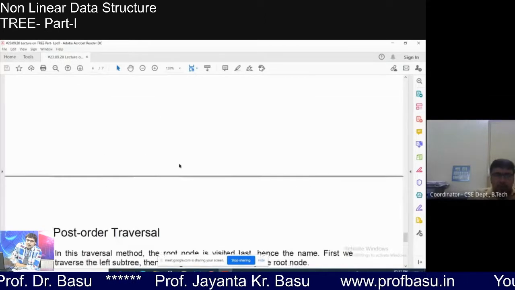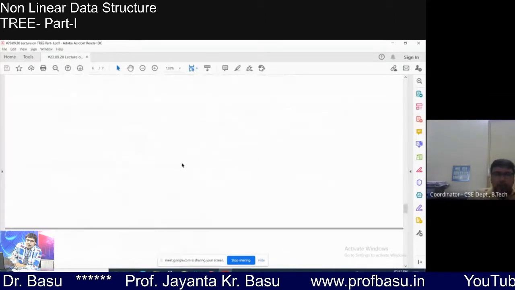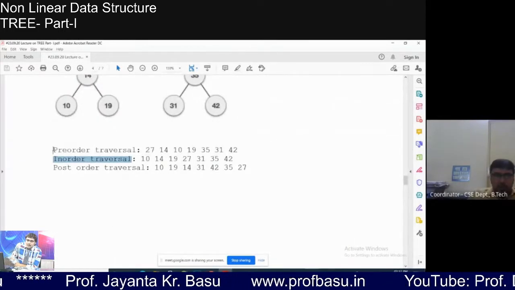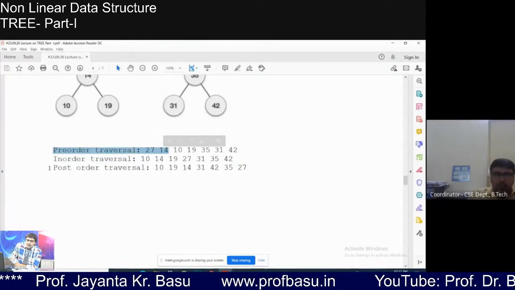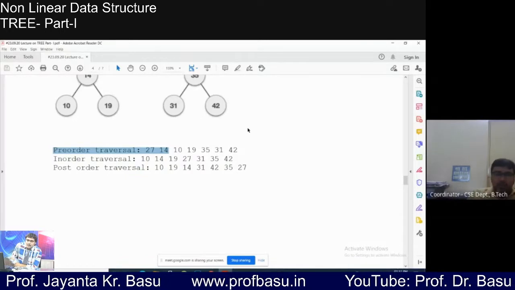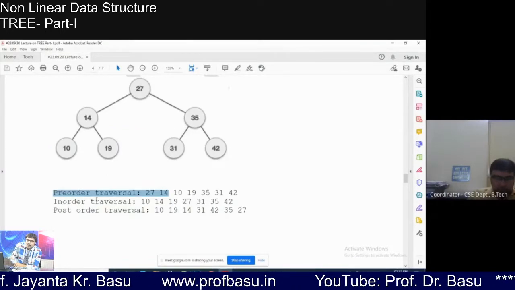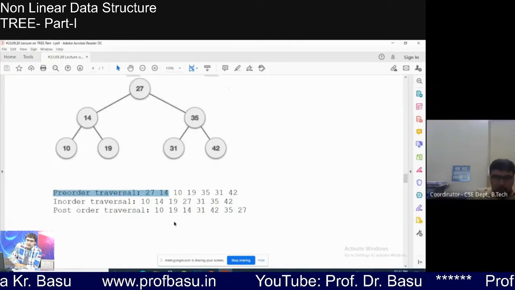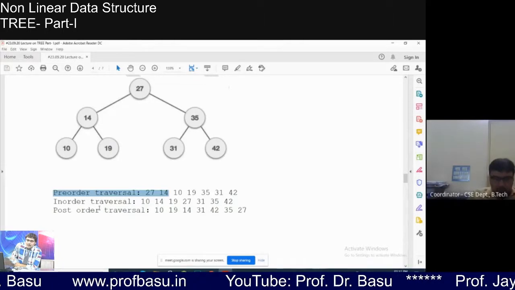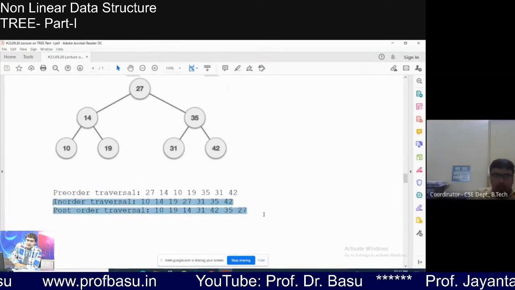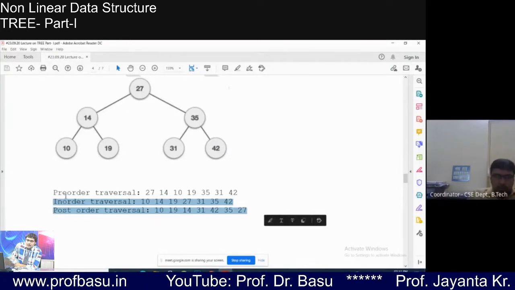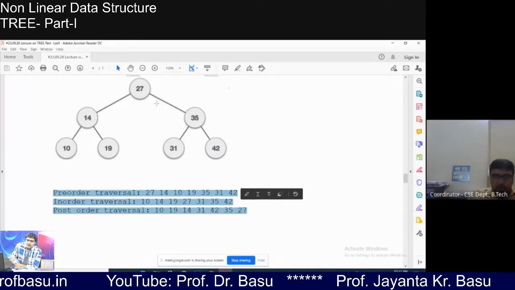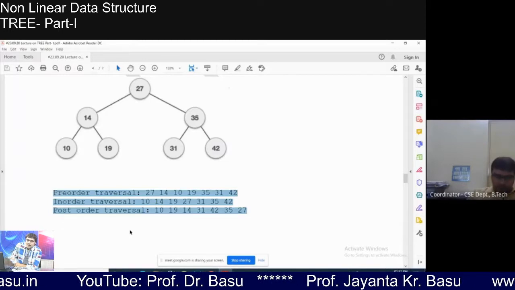And most of the time, you can be sure that you will get a question in this way: you will be given a sequence, let's say the in-order sequence and the pre-order sequence. Now you are supposed to design the tree. Two ways you can get the question. From the tree, you have to generate the traversal sequence, in-order, pre-order, or post-order. Or you will be given two sequences, mostly the in-order and pre-order sequences, and from these you have to generate the tree. Then you have to get the post-order sequence.